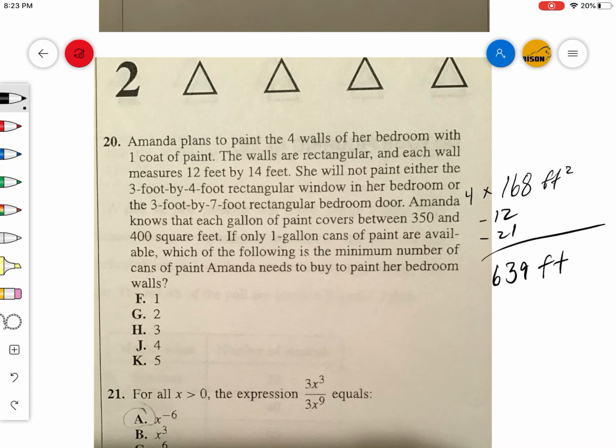1 of those gallons is going to get her to 400, but that's clearly not enough. 2 of them is going to get her to 800. 800 would be plenty because we only have 639 that we need to cover. So I feel like 2 gallons of paint would be plenty for her.